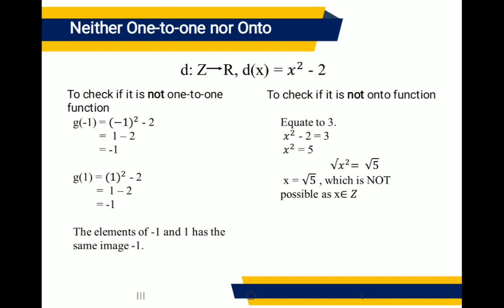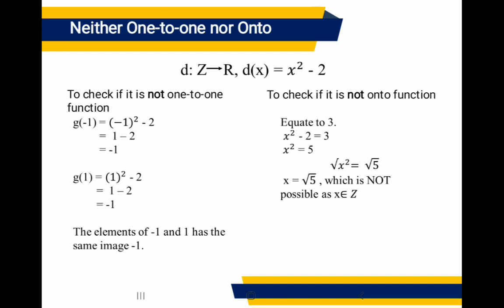So, next, to check if it is not onto function, so we will equate it into negative 3. So, x squared minus 2 is equal to negative 3. So, x squared is equal to 5. So, to remove the squared, we will get a square root both sides. So, square root of x squared is equal to square root of 5. So, we have x is equal to square root of 5.